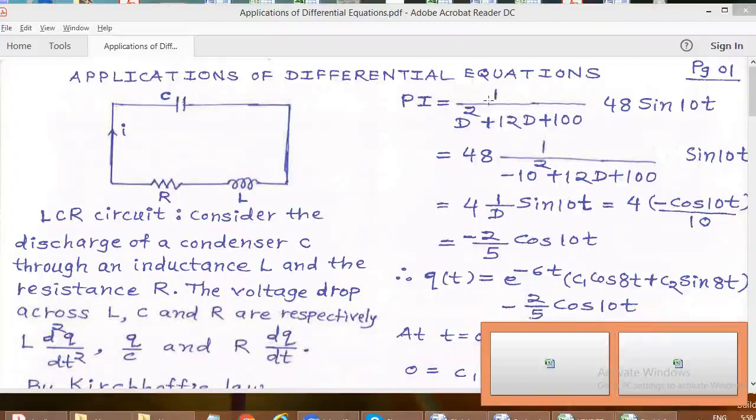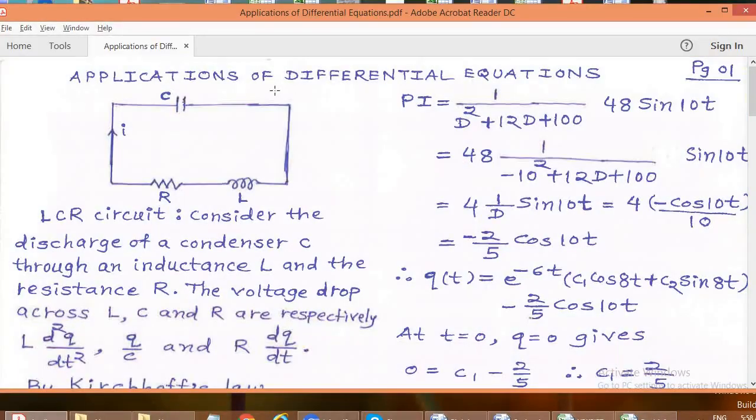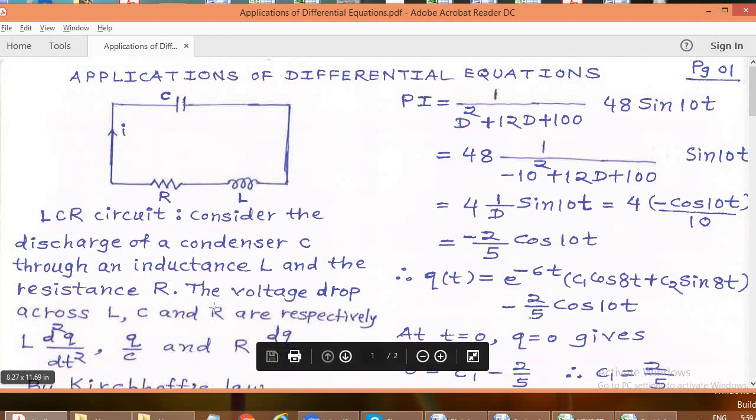Dear students, in this session we discuss the applications of differential equations. The prerequisite is that we know how to find the general solution of a linear differential equation. Consider the discharge of a condenser C through an inductance L and the resistance R.